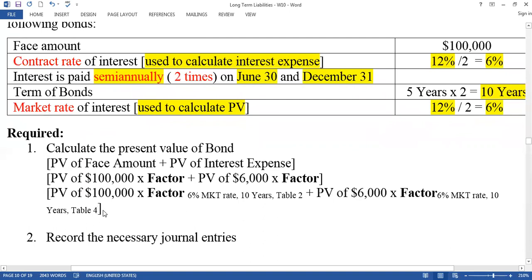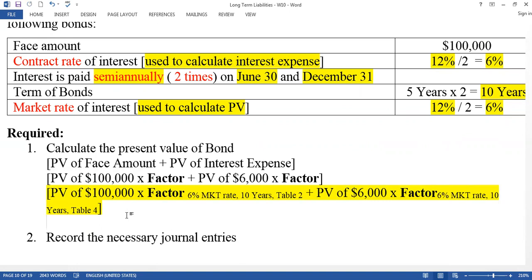So this is the formula to calculate the present value. We record present value of face amount, so we need a factor. And if you don't know how to find the factor, that means you are going to make a mistake.